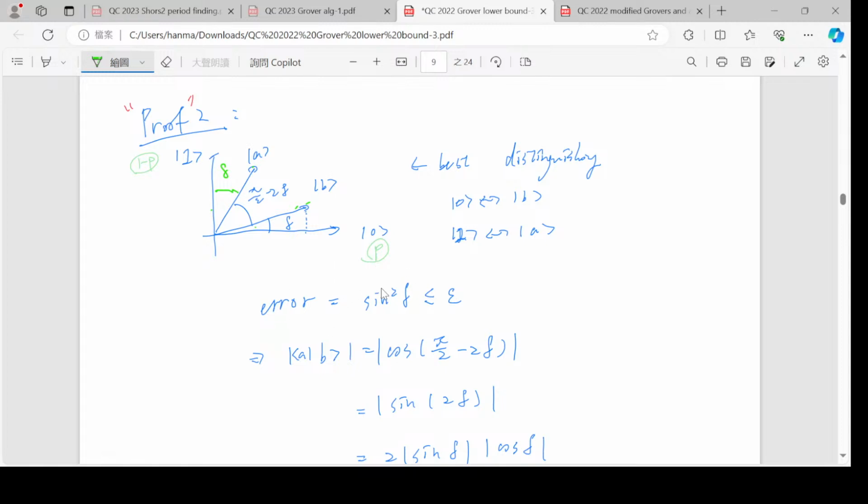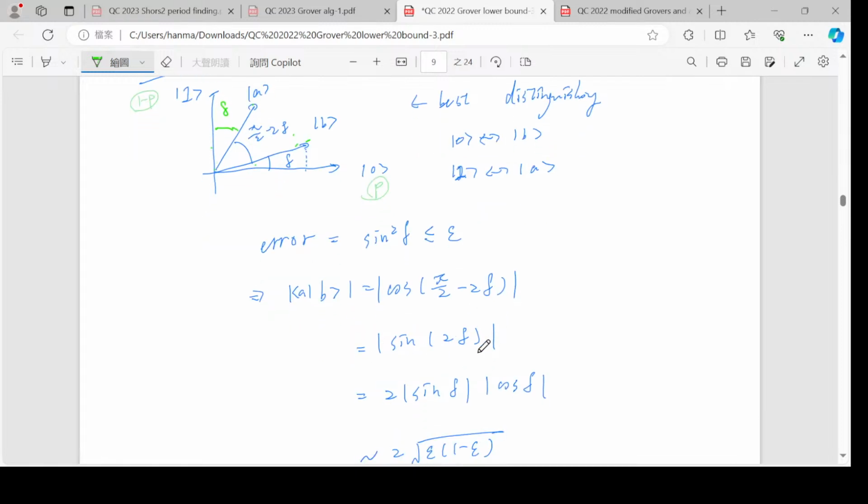Okay, so error is this thing, and then what's the inner product? Inner product now we can read geometrically. So we know this delta here, and so the angle between A and B is actually pi over 2 minus 2 delta. Okay, and so the inner product here is cosine of pi over 2 minus 2 delta, and now we just need to do geometry. So cosine of pi over 2 minus 2 delta is sine 2 delta, and sine 2 delta, I just use this formula, is 2 sine delta cosine delta.